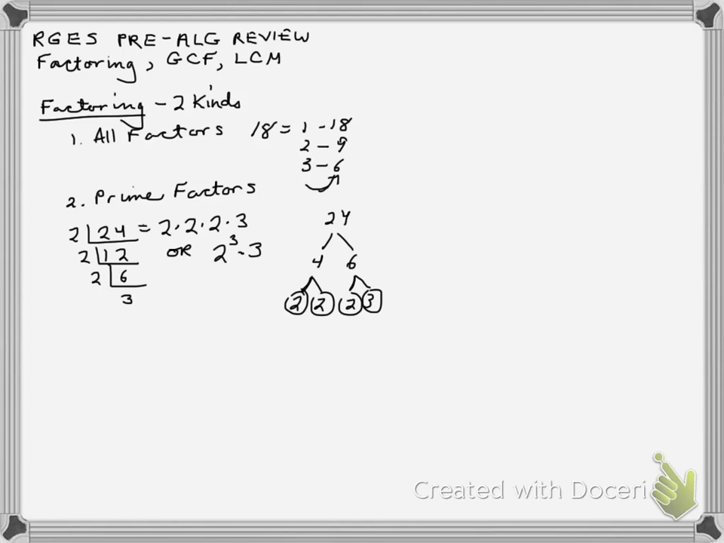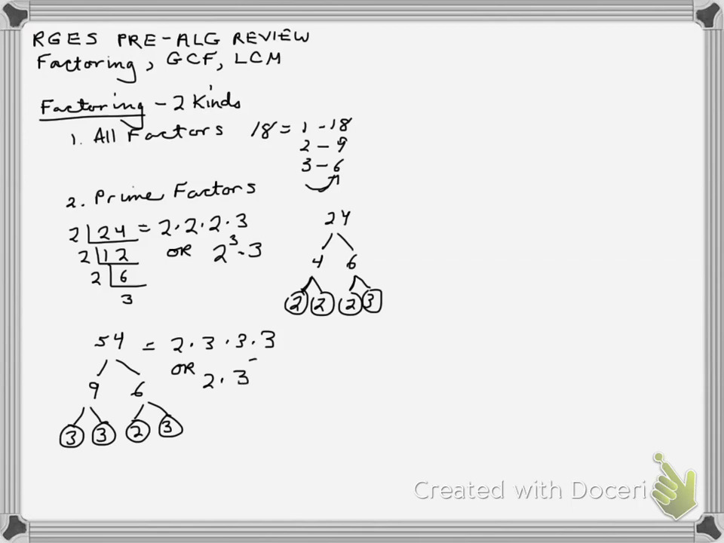Let's give you another example here. What if I want to break down 54 into its primes? Let's say the first thing I think about is 9 times 6. Neither one of those are primes, so I have to break that down again. And now all of these are primes. So my answer would be 2 times 3 times 3 times 3. Or I could write that 2 times 3 to the third power. Either way.